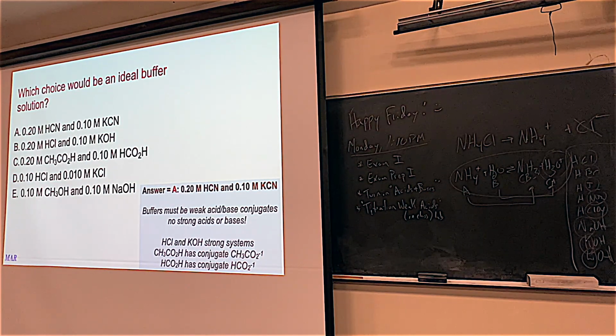This has a strong acid and a strong base? No way. This is acetic acid. This is formic acid. 2 acids would be hard to make a buffer from, and they're not conjugates, so that's not a good combination.